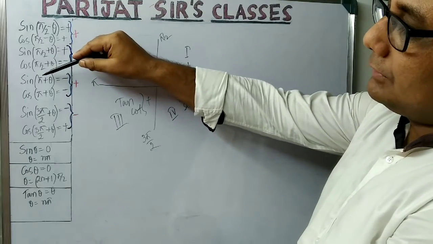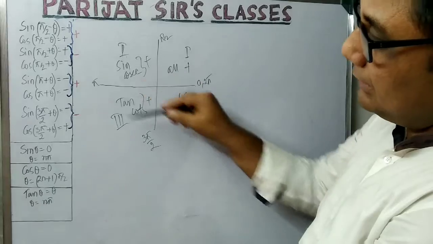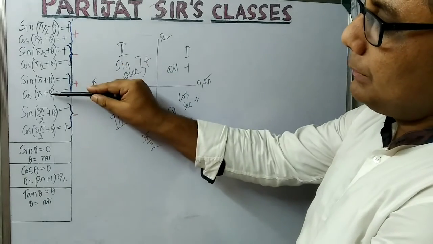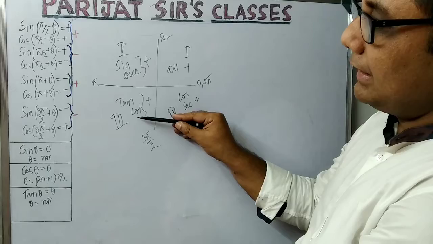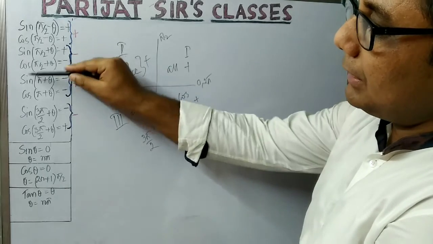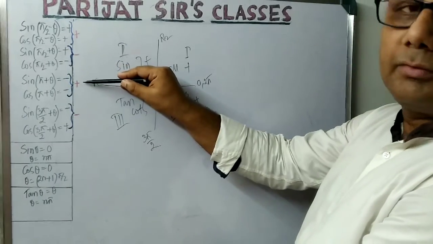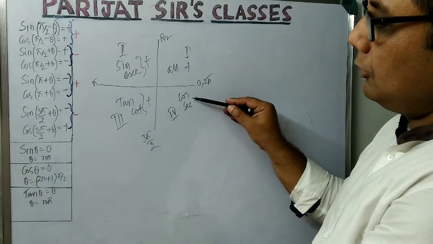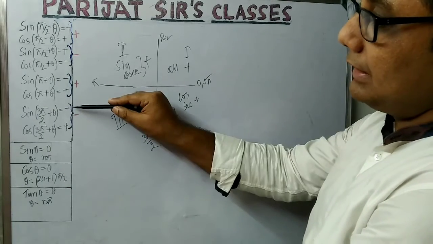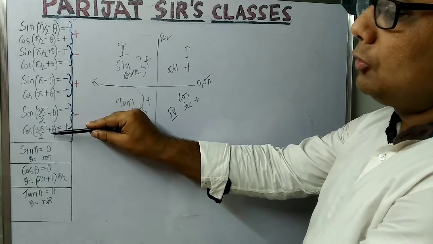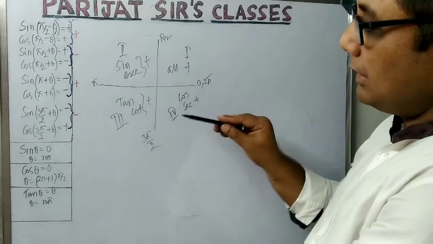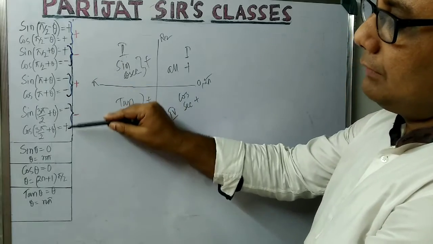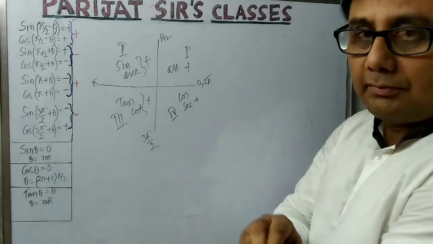Sin(pi + theta): pi plus theta is in the third quadrant, sine is negative. Cos(pi + theta), third quadrant, cos is negative. So negative and negative, if I multiply these two, I will get positive. Similarly, sin(3pi/2 + theta) is in the fourth quadrant, sine is negative. Cos(3pi/2 + theta) is in the fourth quadrant where cos is positive. So if I multiply these two, negative and positive, the answer is negative.